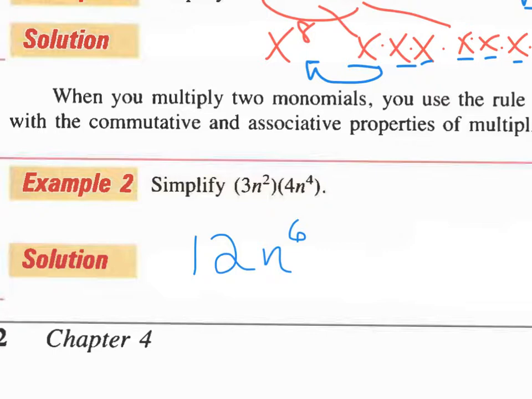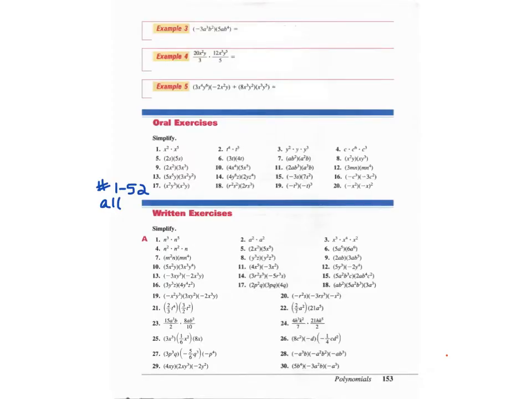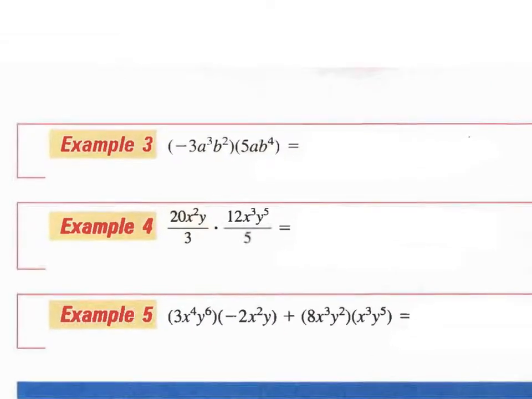Let's try another example. This one looks a little bit more complicated, but again, my process is the same. I'm going to multiply the coefficients, but I'm going to add the variable exponents when I multiply. So I'm going to go back and I'm going to find my coefficients. So I'm going to multiply negative 3 times 5. And I get negative 15.